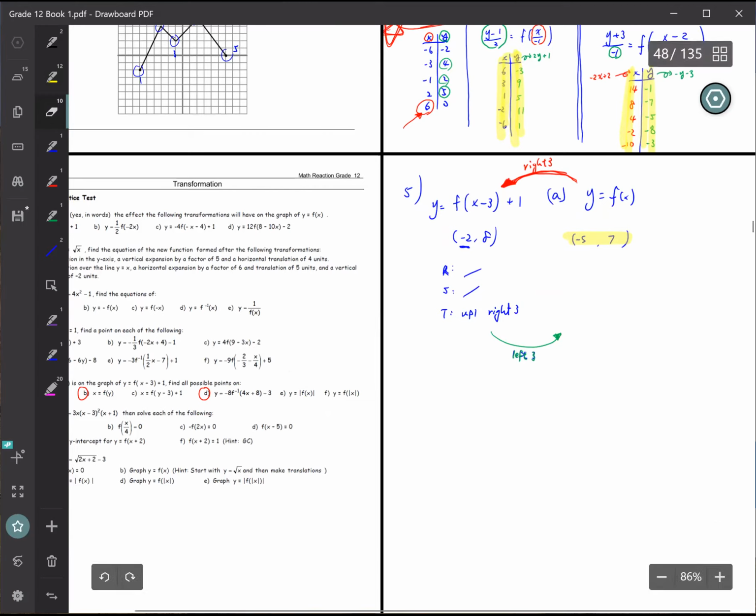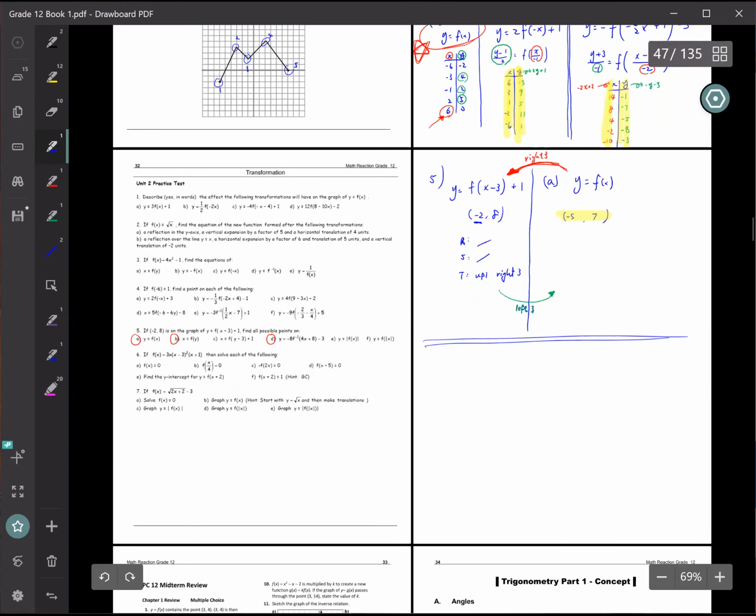Okay, so let's look at the next one now. Okay, we got our (-5, 7). We can use that as our beginning point. So we have x equal to f of y.